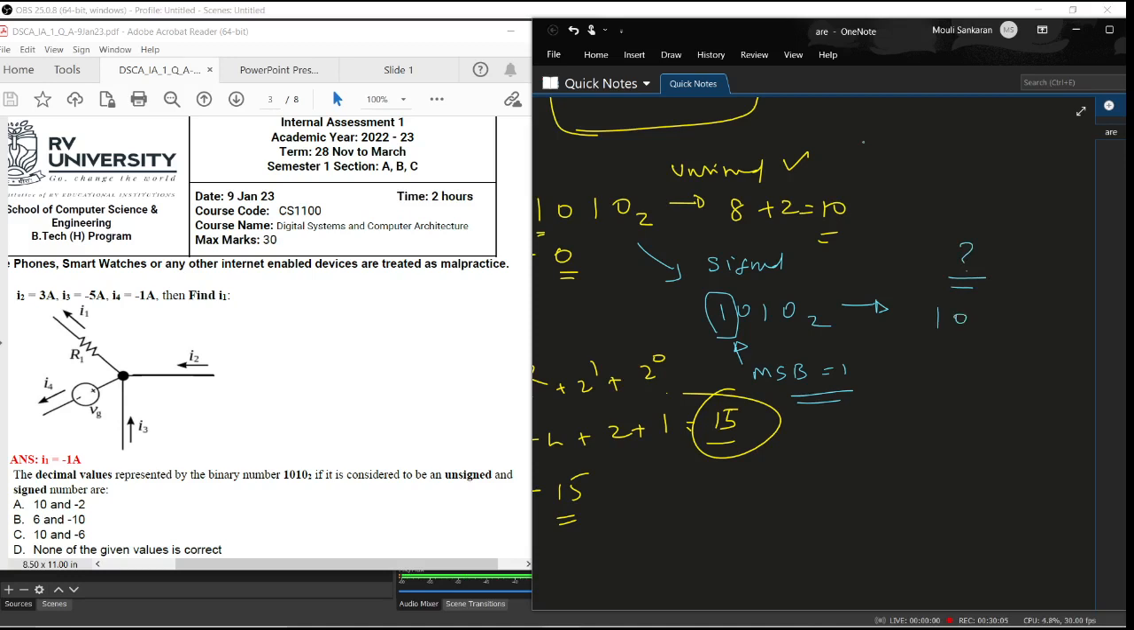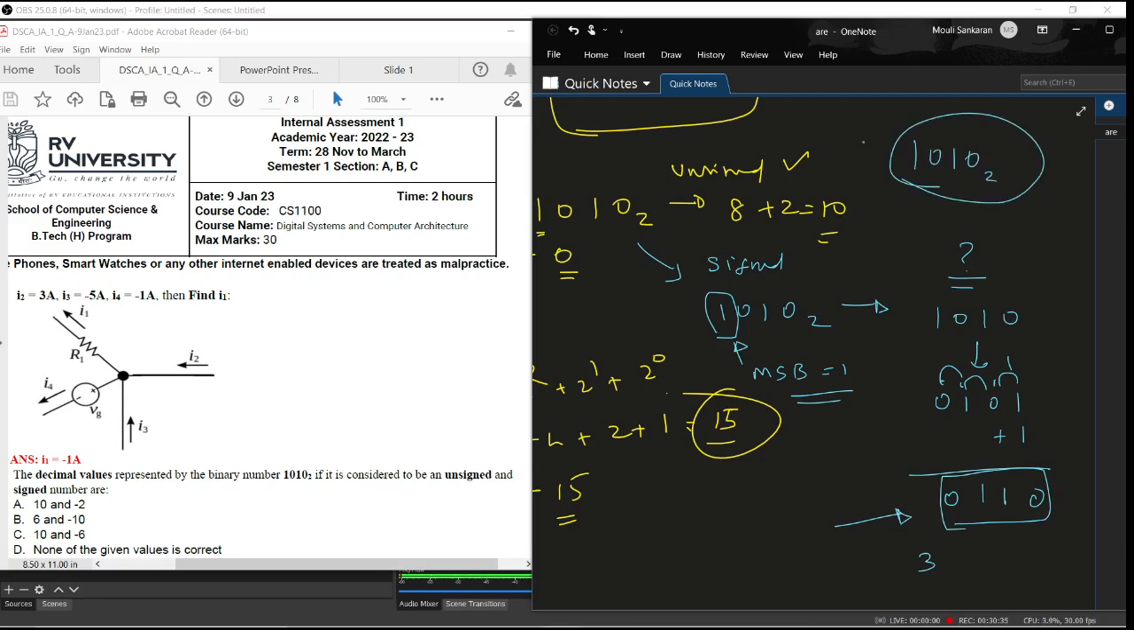Now, how do you find the 2's complement of 1010? You find the complement plus 1. So this is 0, carry 1. So this is 1, carry 0. So 1, and then there is nothing coming out, 0. So now find what is the value. This is nothing but a 3. So this same pattern 1010, if it is treated as a signed number, its value is going to be minus 3.